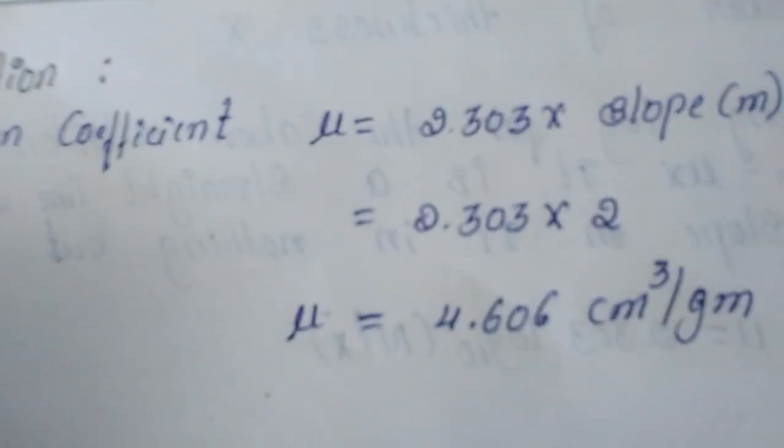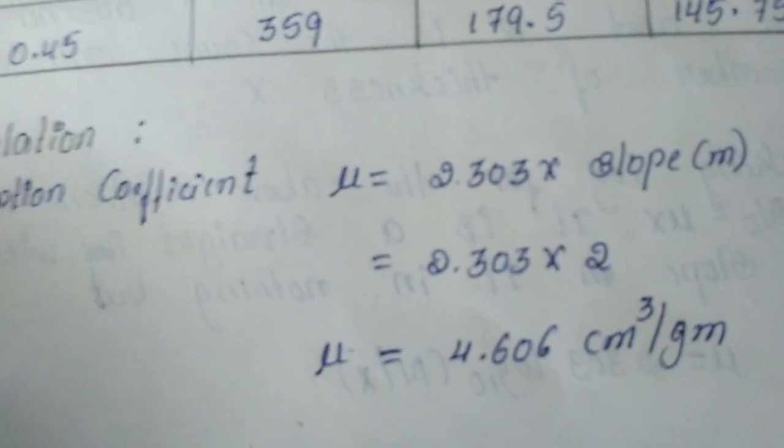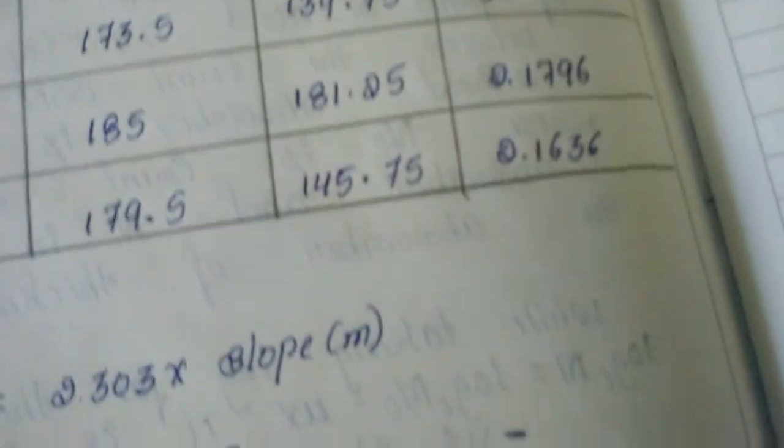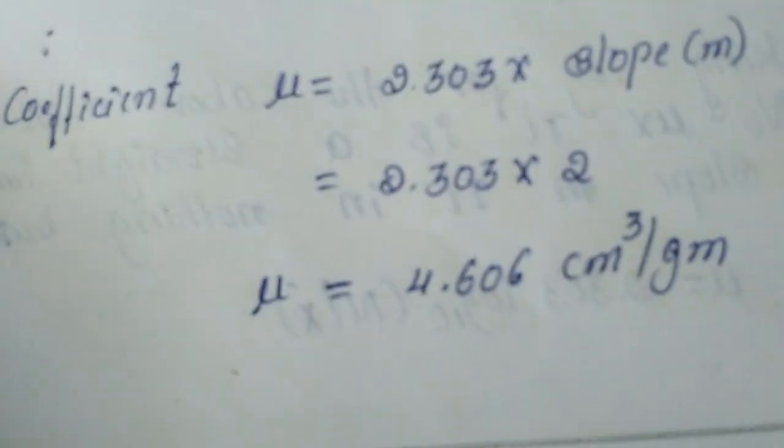Afterwards, using the formula, you can find the absorption coefficient. The formula is mu equals 2.303 into slope. Substitute and simplify, and you get around 4 centimeter cube per gram. That gives the absorption coefficient of the given aluminum foil using beta particles with the help of the GM counter. Thank you.